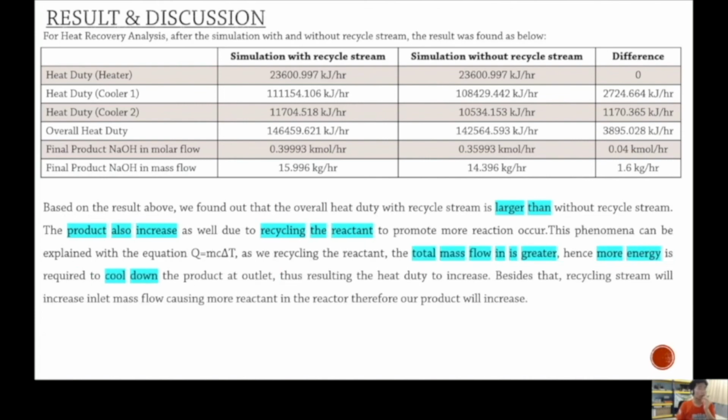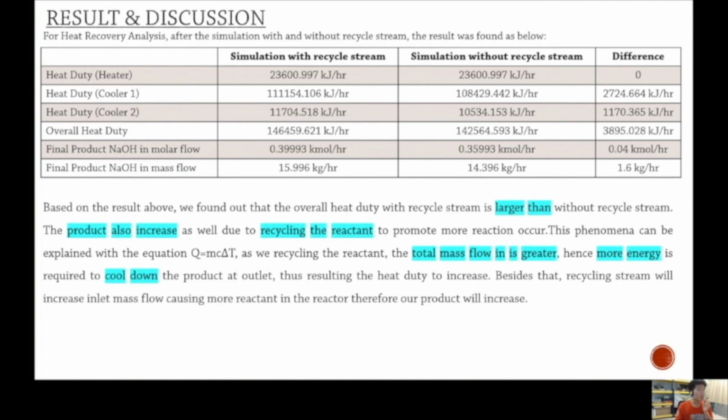Furthermore, the simulation with recycle stream will increase our reactant, thus resulting in our product NaOH increasing in the final outlet. As you can see in the table, for the simulation with recycle stream, our NaOH product has 0.399 kilomole per hour, compared to the simulation without recycle stream which only has 0.3599 kilomole per hour. There was a difference of 0.04 kilomole per hour. So based on the result above, we found that the overall heat duty with recycle stream is larger than without recycle stream. Our product NaOH also increased as recycling the reactant promotes more reaction, as more unreacted reactant runs through the reaction again.